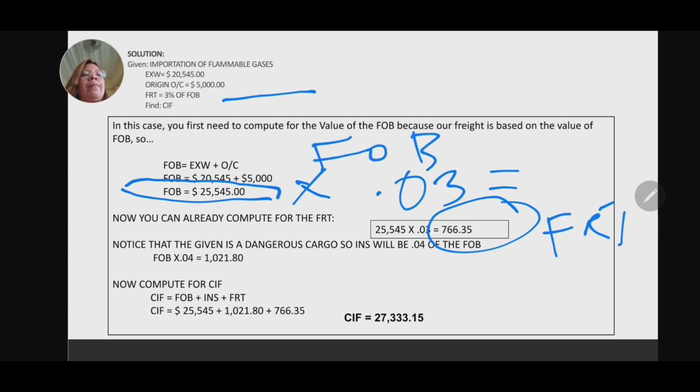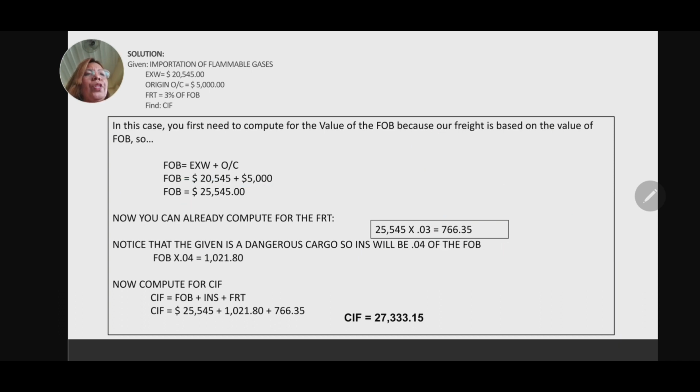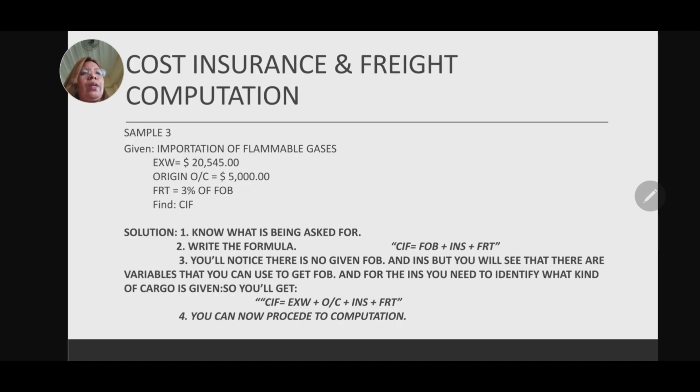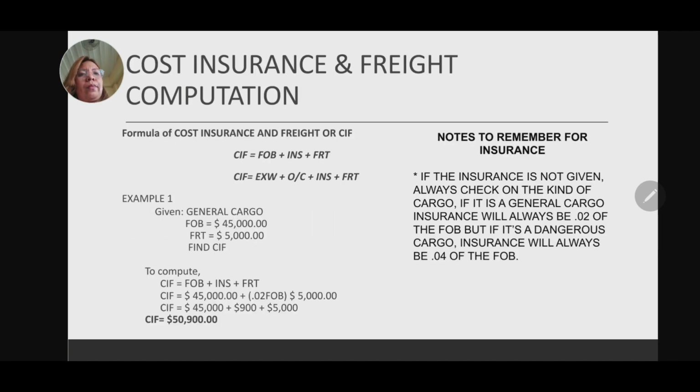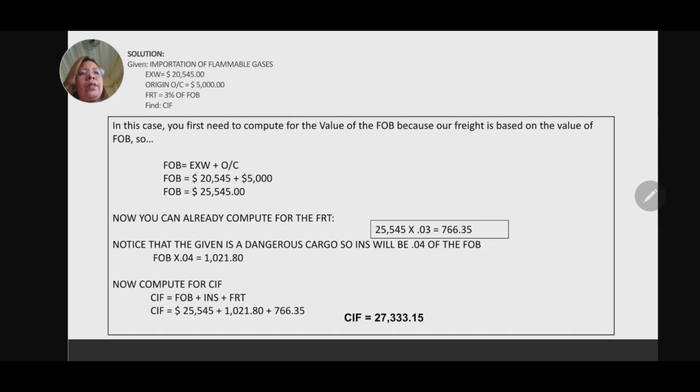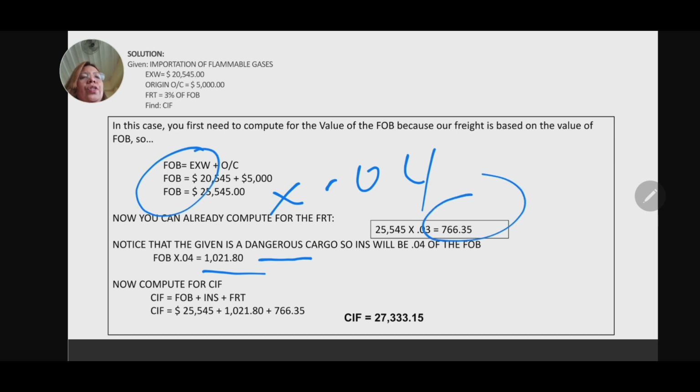And the last thing that you need to have is your insurance. For your insurance, it's a dangerous cargo. Since it's a dangerous cargo, you just need to multiply your FOB by 0.04. So 25,545 times 0.04, you'll get 1,021.80. Okay, so now you already have the value of your FOB, your freight, and your insurance.